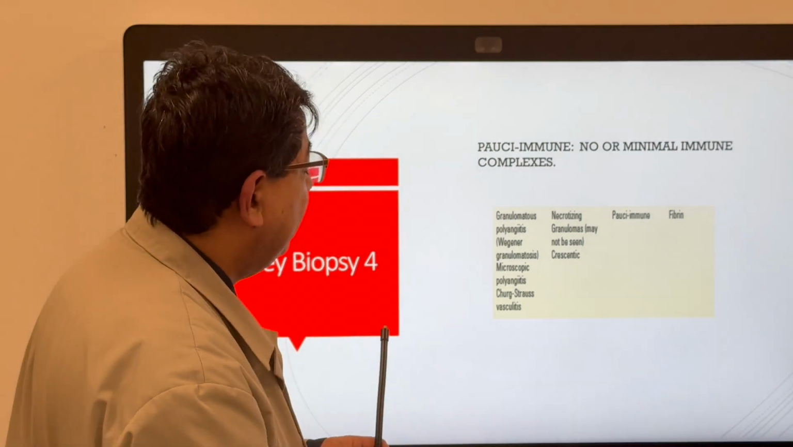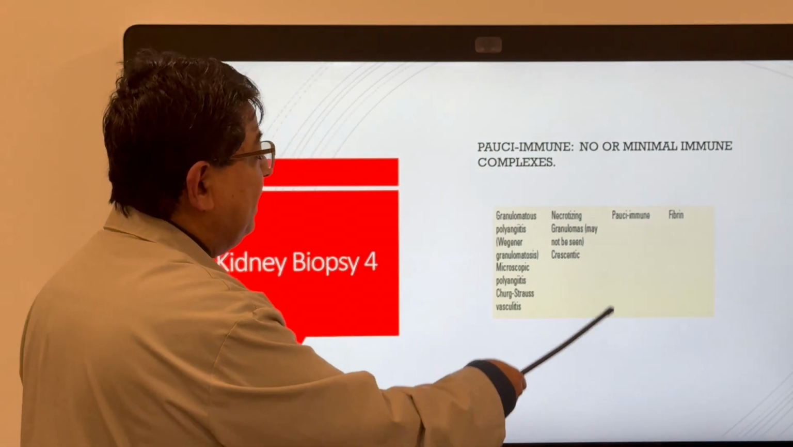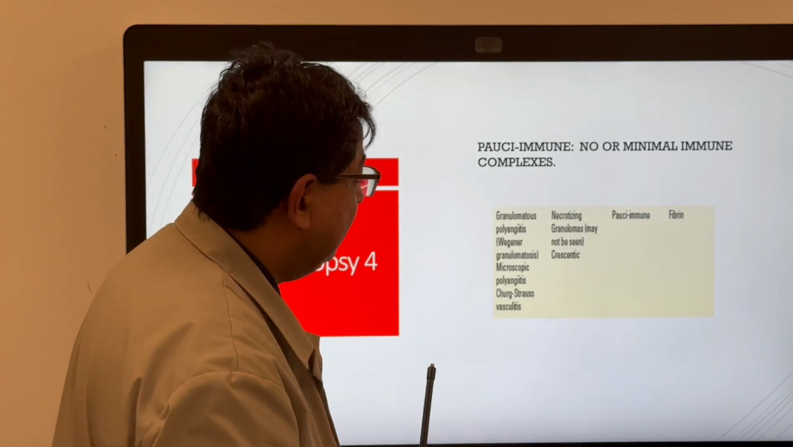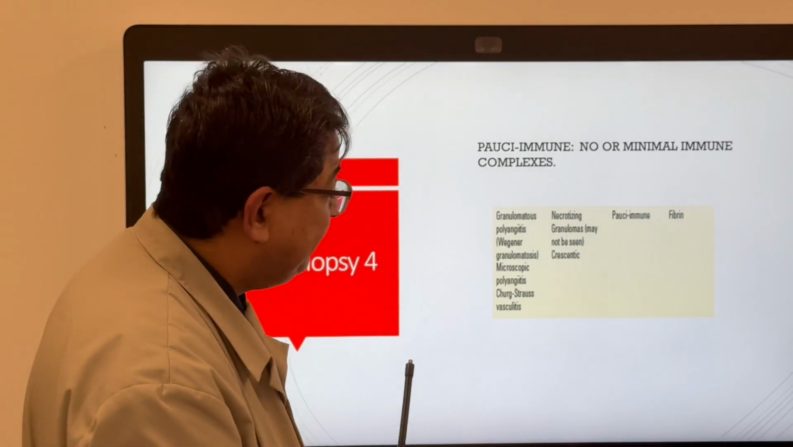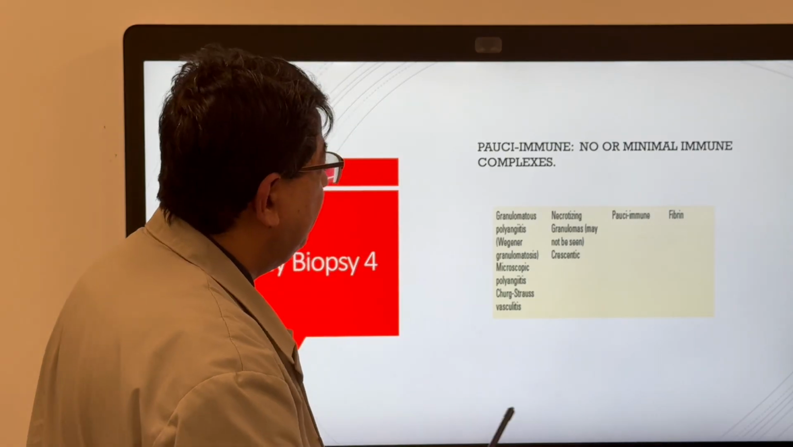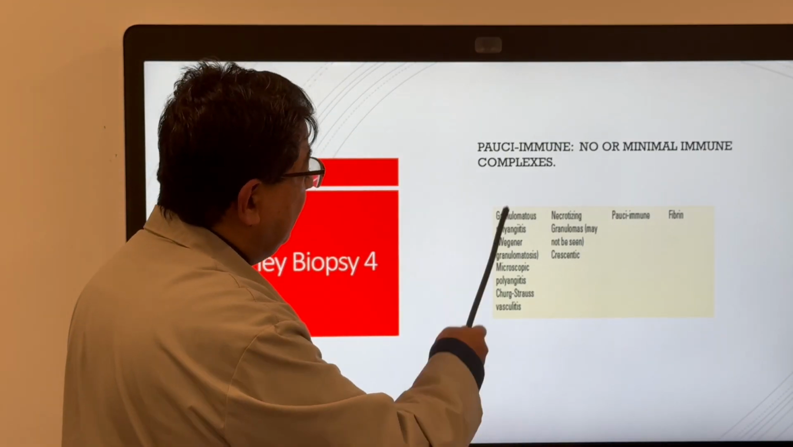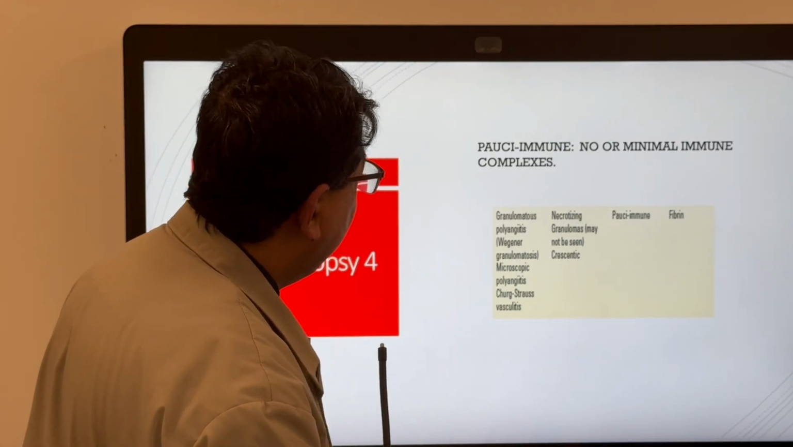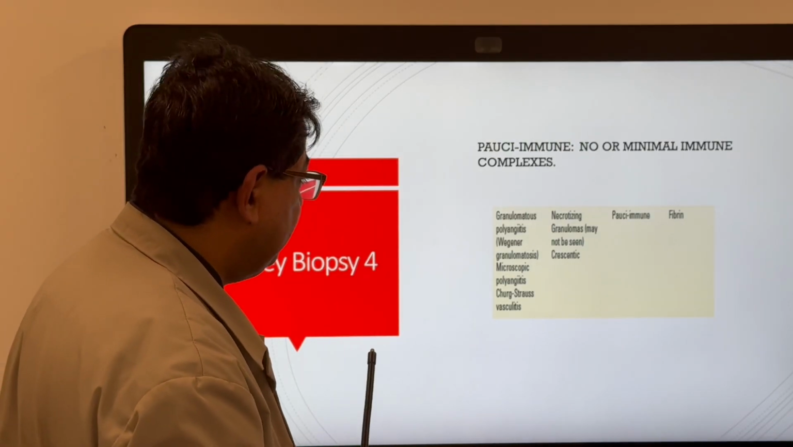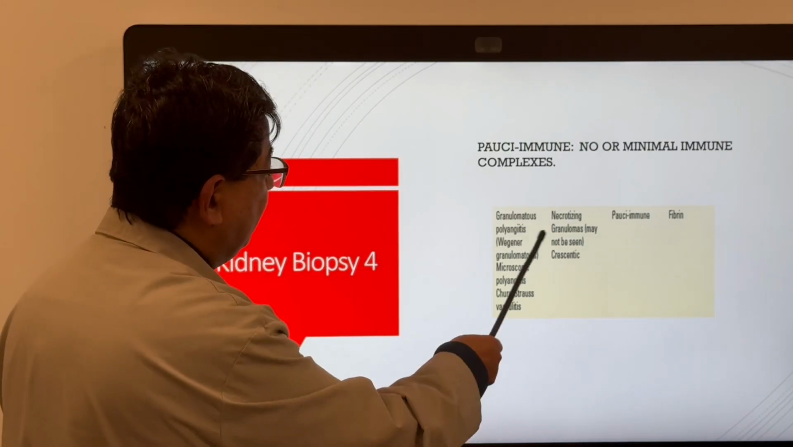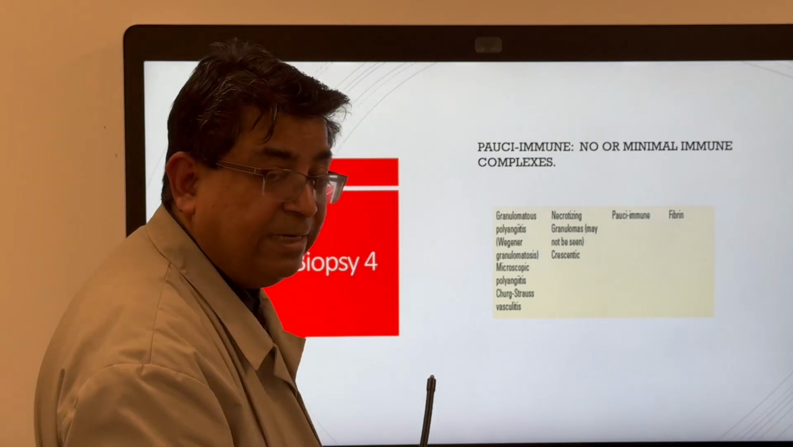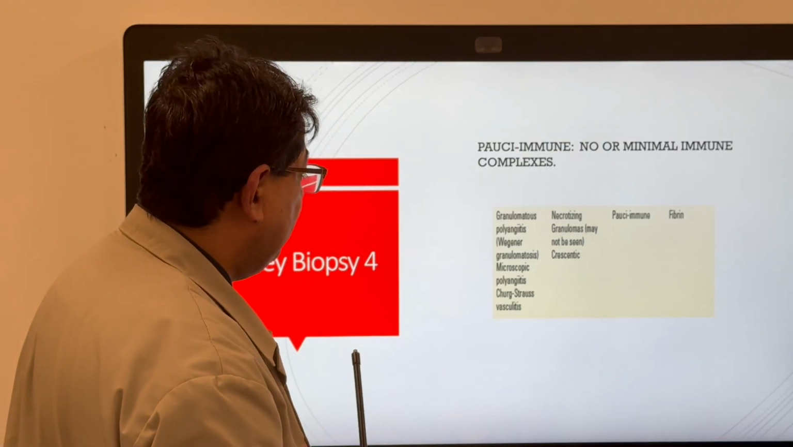Pauci-immune glomerulonephritis. So here, the most important thing is that the immunofluorescence is negative or near negative. On electron microscopy, all you're going to see is fibrin, and then in the light microscopy, you're going to see necrotizing granulomas. And typically, you're going to see crescents, unless it's not active ANCA-vasculitis.